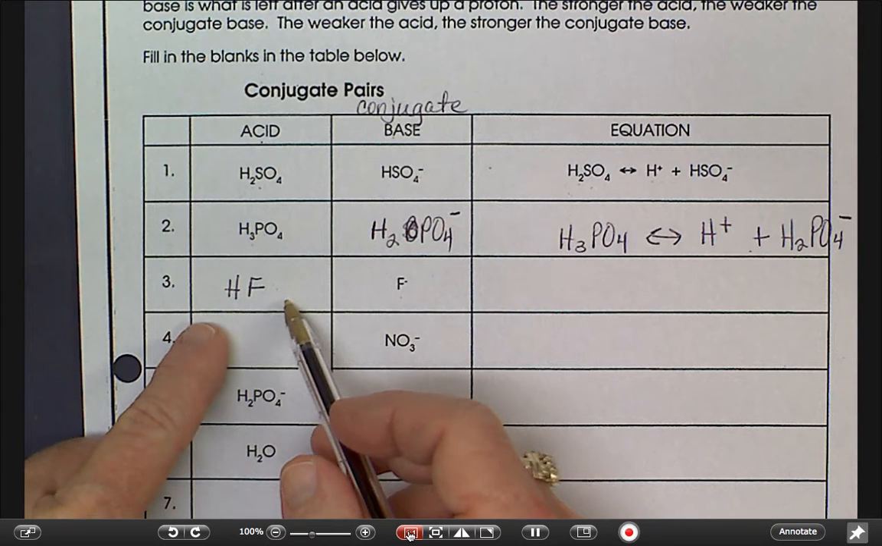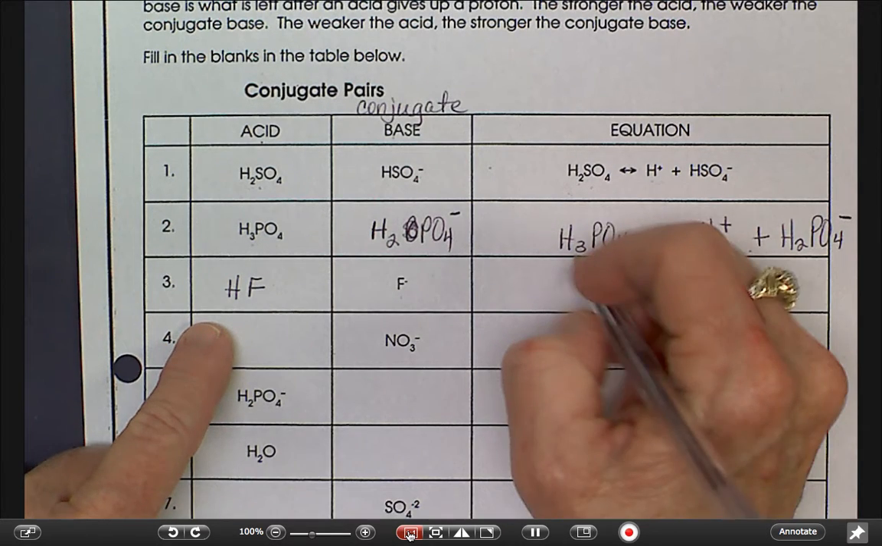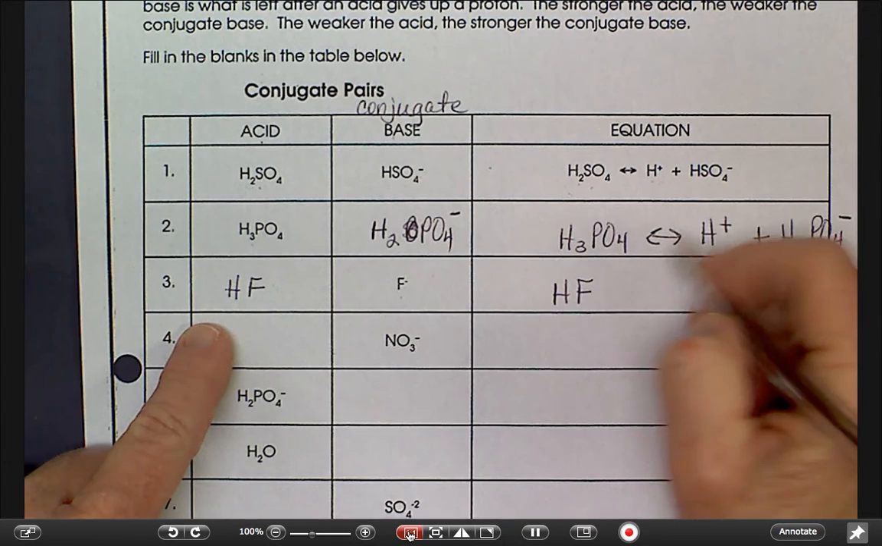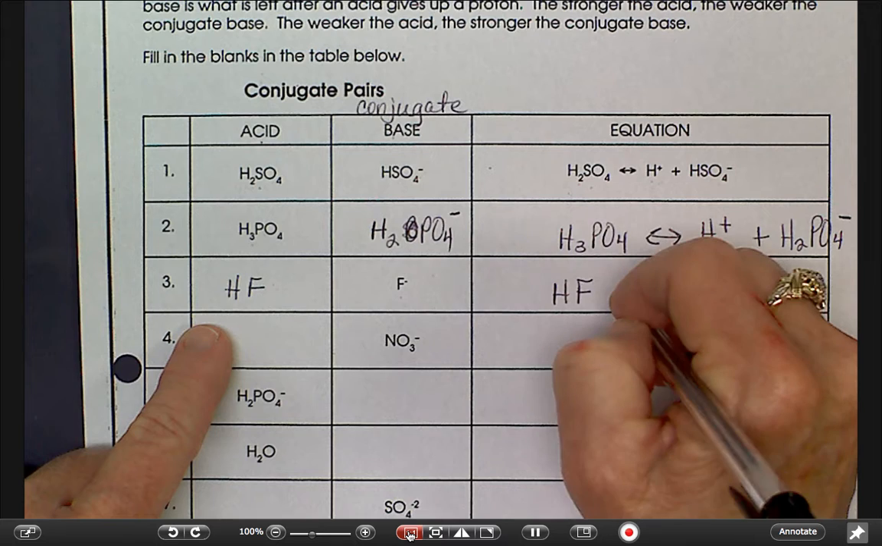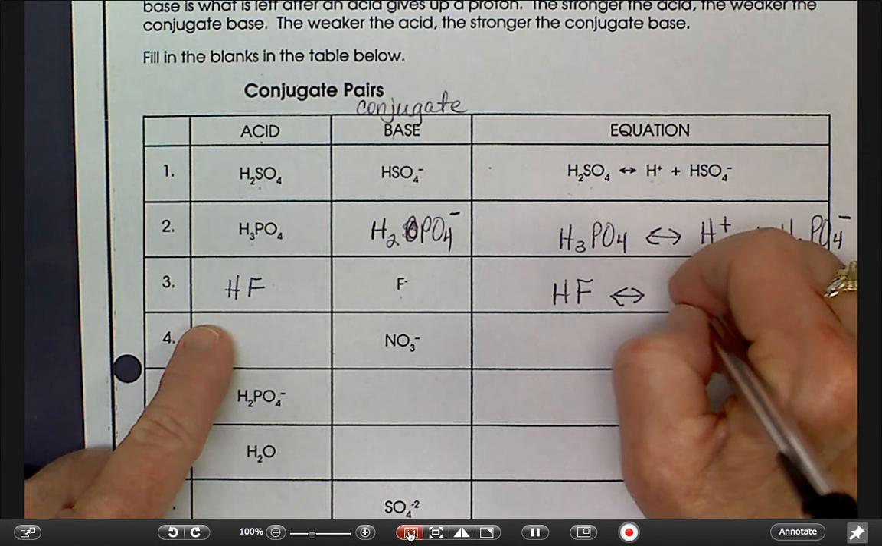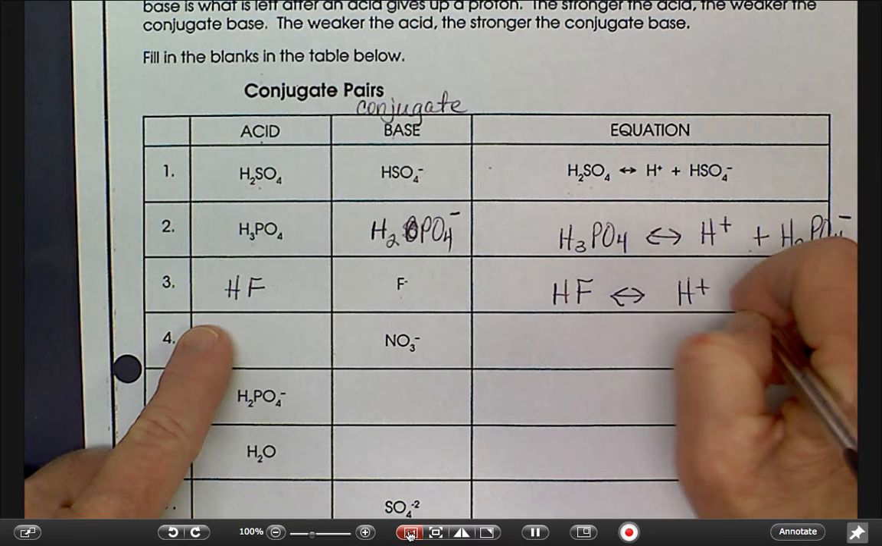Okay? Alright. So what starts on the left? HF. Okay. Double arrow. And you get a what? H plus, plus.